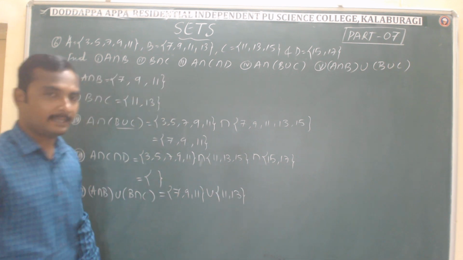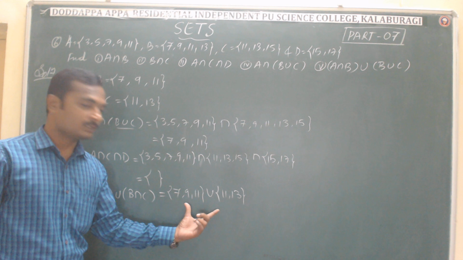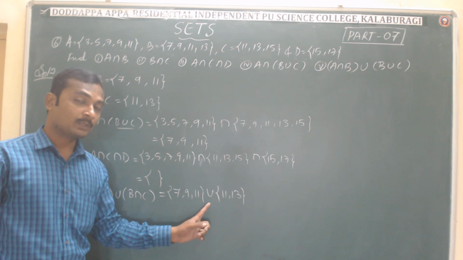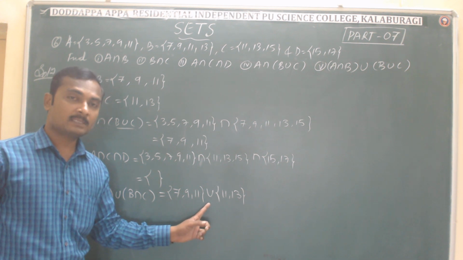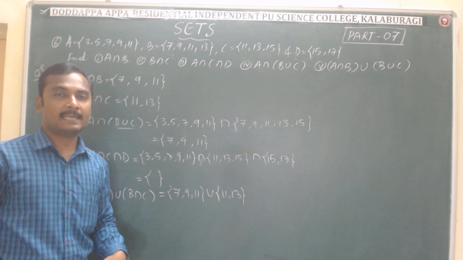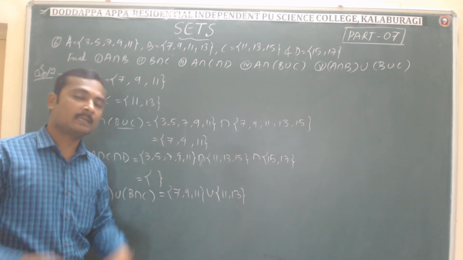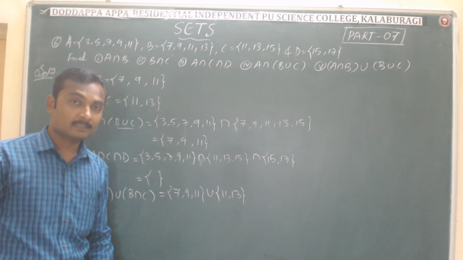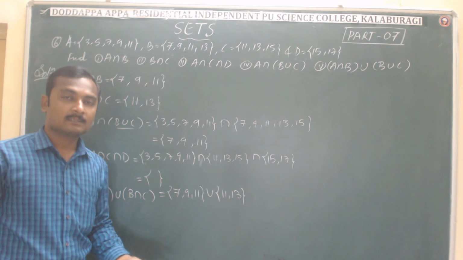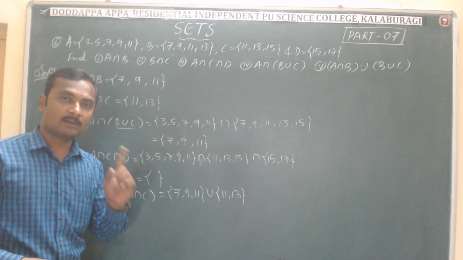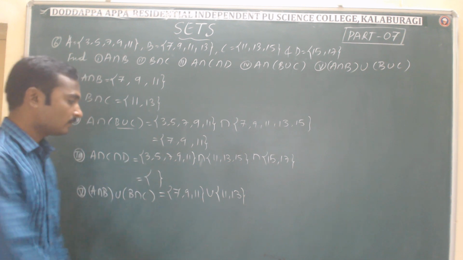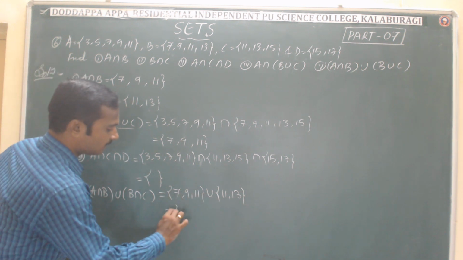So let us find the union of these two sets. What do you mean by union? Union means adding all the elements of these two sets, combining all the elements of these two sets, on the condition that it should not repeat again and again. If the numbers are repeated, you have to choose only once. So let us add all the elements.